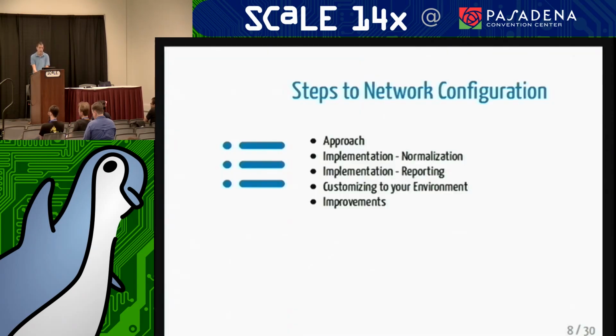So in terms of the steps in the process of making change to a network configuration, first, I'm going to talk a bit about the approach that I use within the code that I've got, which is generalized whether you're doing reporting or making changes to the configuration. Then I'll talk a bit about the specific implementation of normalization. It goes a bit into detail on the Python code, but I think it's important to have an understanding of how that framework has been built.